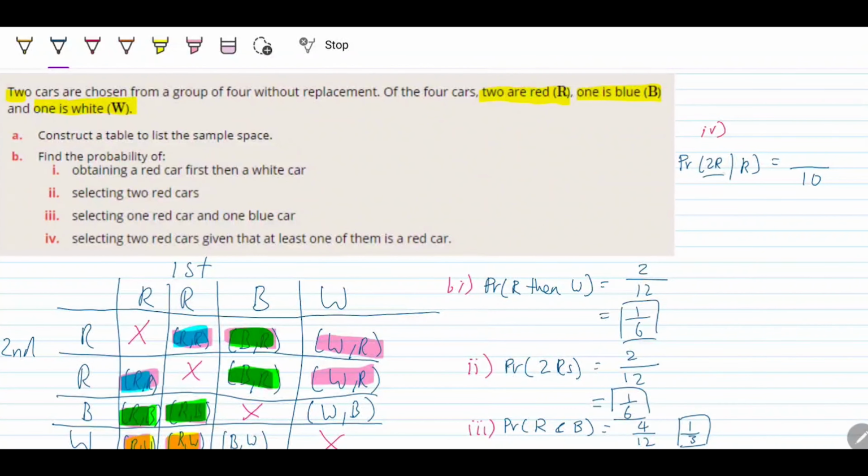But the question is asking you how many of those have 2 reds. So let me get a yellow highlighter. The ones with 2 reds is just this one, 1, 2. So that means this will be 2 out of 10, which simplifies to 1 over 5.